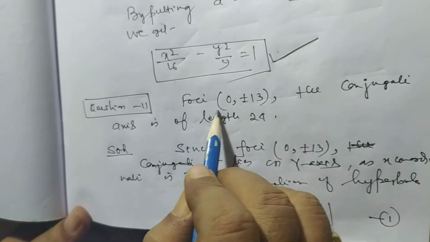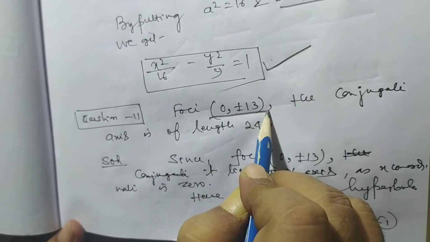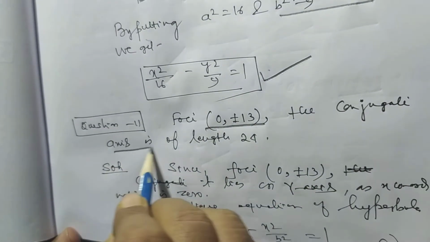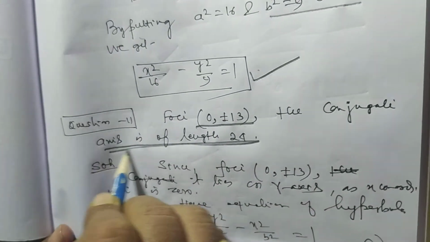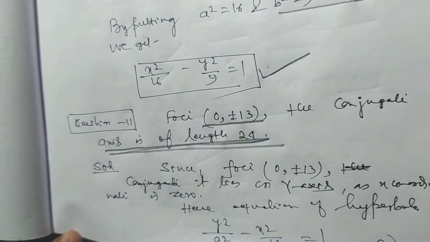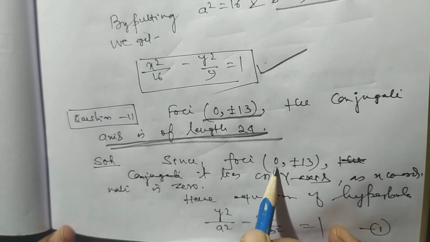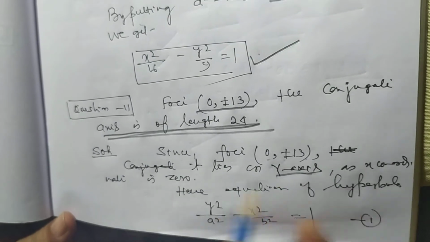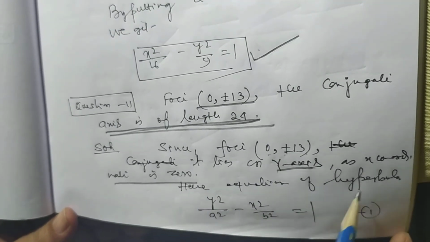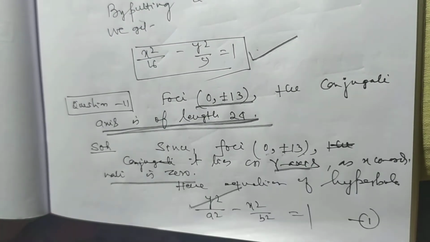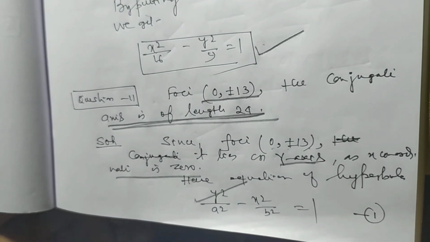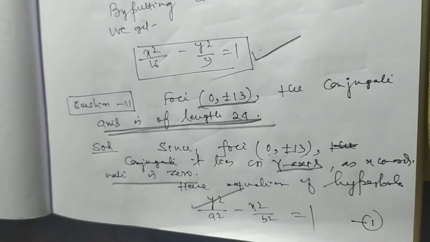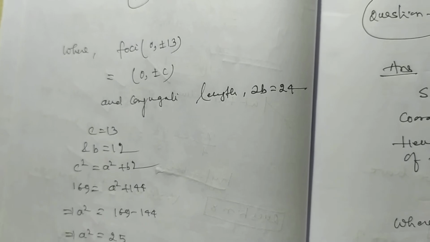Question number 11. Foci 0 comma plus minus 13 and the conjugate axis is of length 24, means 2b is equal to 24 here. Since foci 0 comma plus minus 13 lie on the y-axis as the x coordinate is 0, hence the equation of the hyperbola is y square by a square minus x square by b square is equal to 1. The major axis lies on the y-axis. That's why y square by a square.